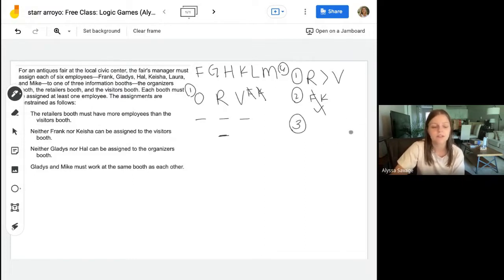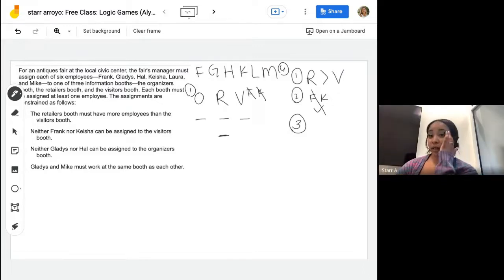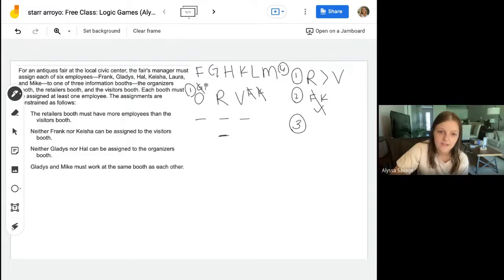Rule number 3 says neither G nor H can be assigned to the organizer's booth. So basically the same thing, G and H next to O can't, with a slash. Same rule, just a different set of variables. I'm going to erase this one too.